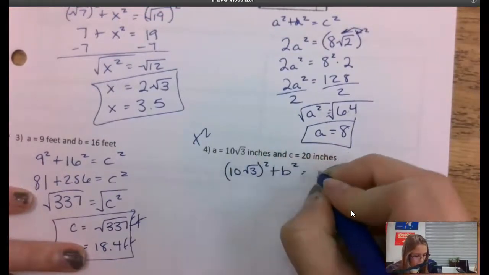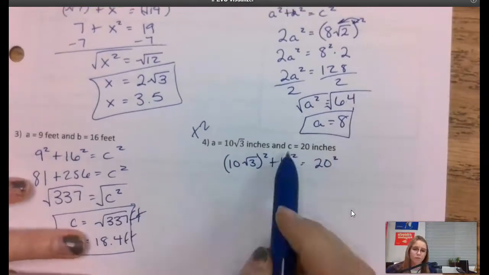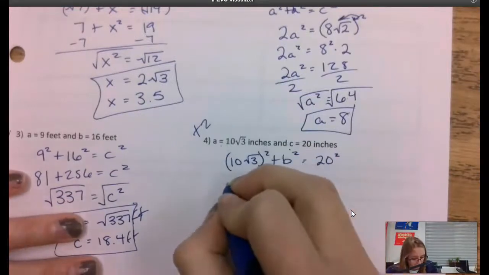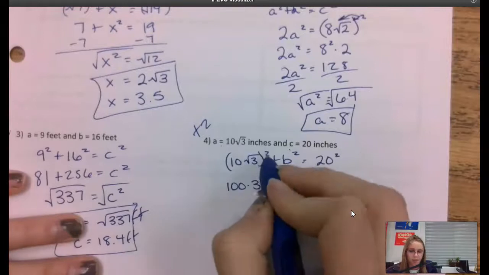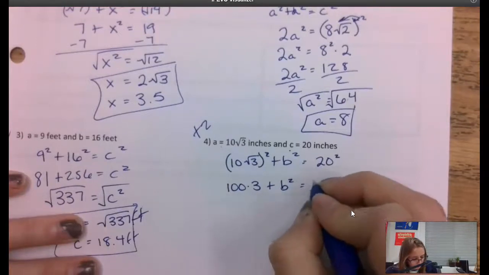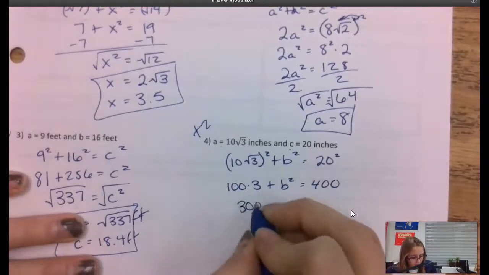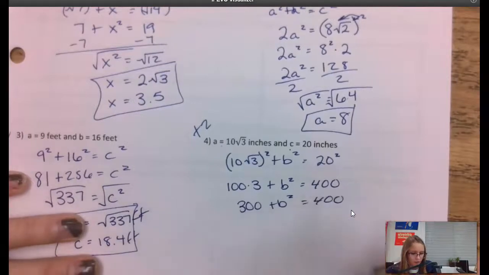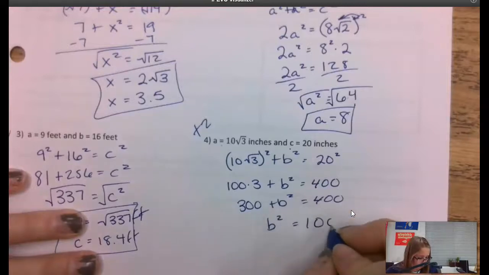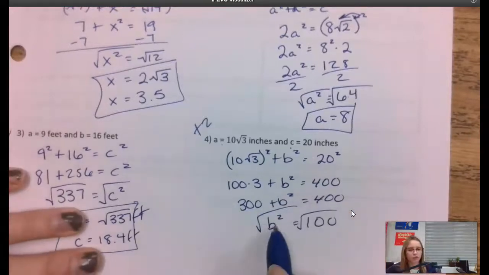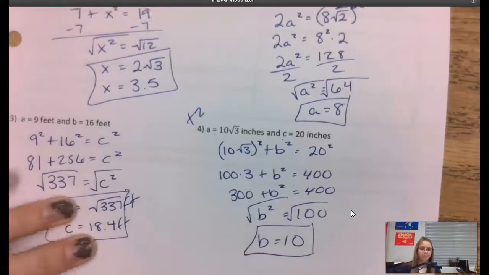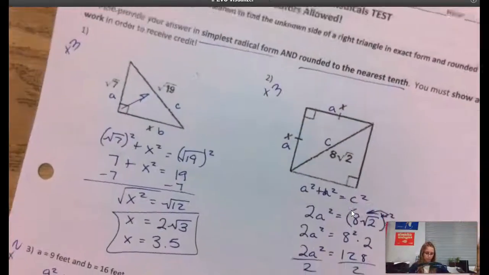Alright, next here, a plus b squared equals 20 squared. Make sure you read to see what you're missing. Distribute that to both, and I end up with 100 times 3, because 10 squared is 100, and radical 3 squared is 3. Then I end up with 300 plus b squared equals 400. We want b squared by itself, so we subtract the 300. Take the square root, because we're solving for b, and b equals 10.